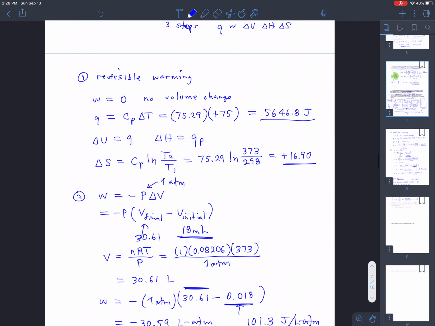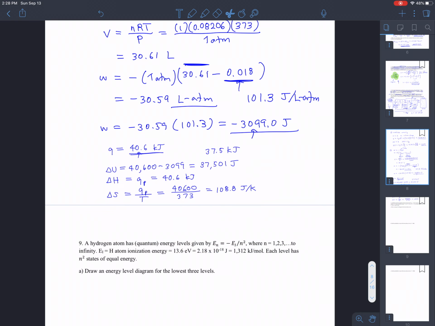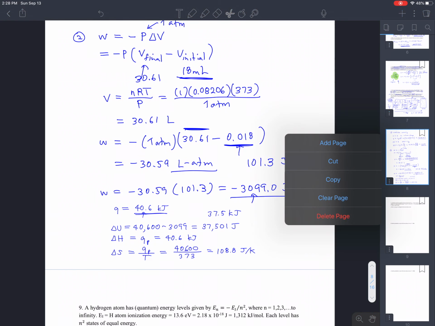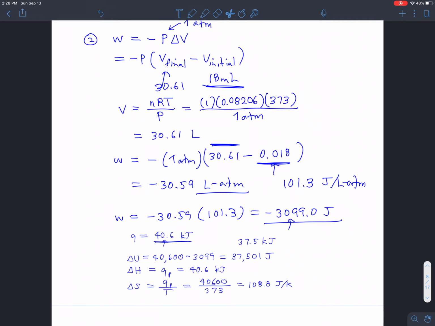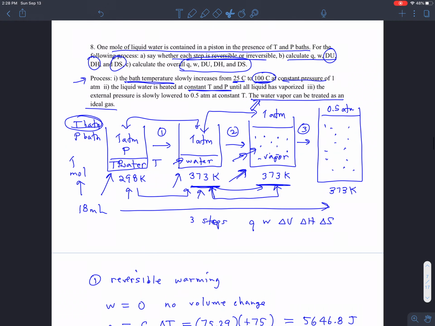I'm going to need more space now. I think I'm just going to add a page to this thing. I'm going to shrink that down so the page break doesn't split that in half. And then I'm going to add a page, give myself more room. And do step 3 here.